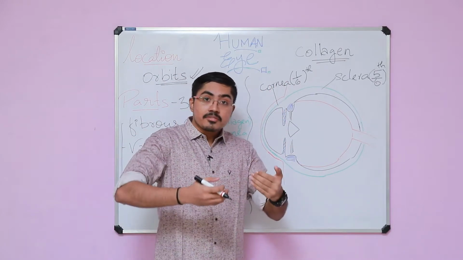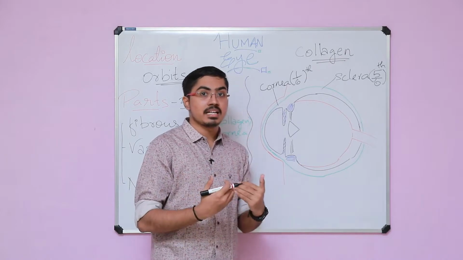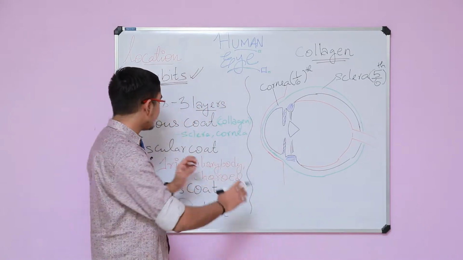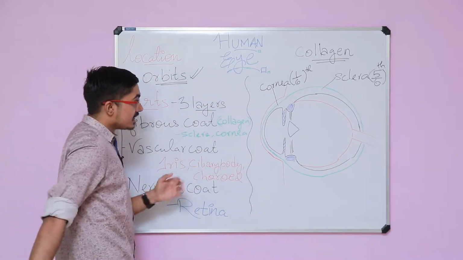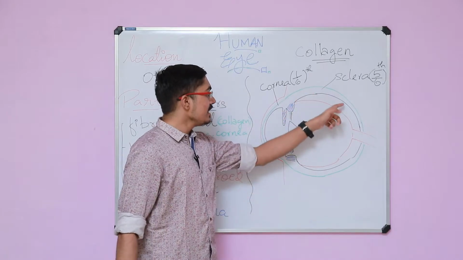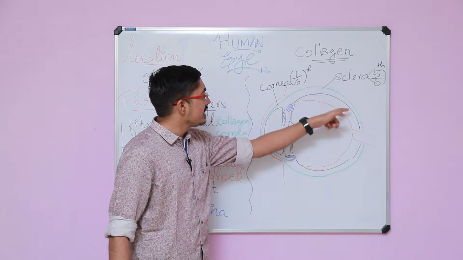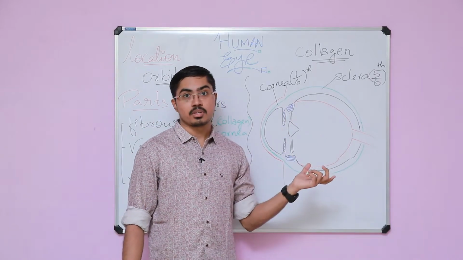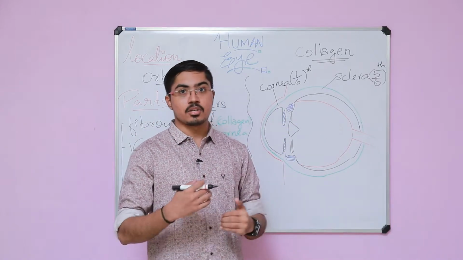And also, how is it getting the nourishment that it needs to get if it is devoid of blood vessels? See, you know that the second layer is the vascular coat. The vascular coat is richly supplied with blood vessels. Now, this second layer that is demarcated with the black marker is called the vascular coat. It has a lot of blood vessels, it gets a lot of nourishment.